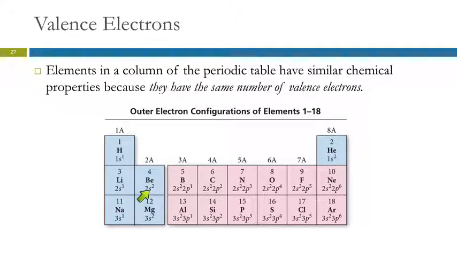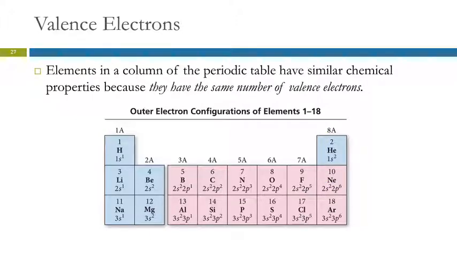Beryllium has 2 valence electrons. Boron has 3, 4, 5, 6, 7, 8. So neon, its full electron configuration is 1s2, 2s2, 2p6. 2 is the highest principal number, so we're going to look at all the electrons in that level, the s and the p. So 2 plus 6 is 8.